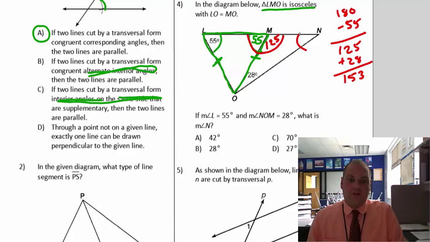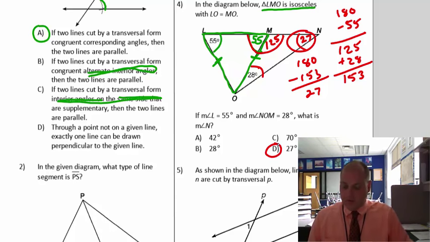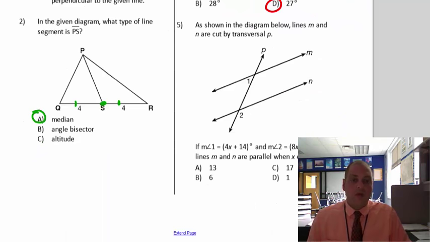So what's left over for angle N? 180 minus 153, and that's going to give me 27. So angle N must be 27. Again, these 2 were 55. These 2 add up to 180, and then these 3, the 3 red ones, these 3 inside this triangle here must add up to 180, so that's why it had to be 27. So choice D there.